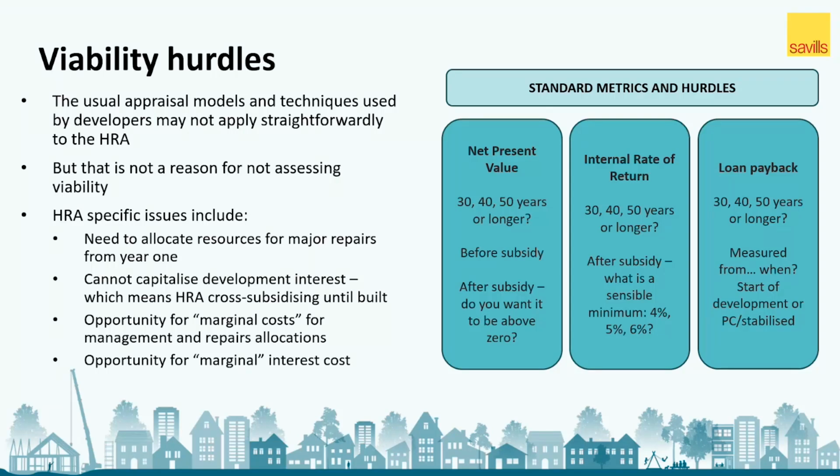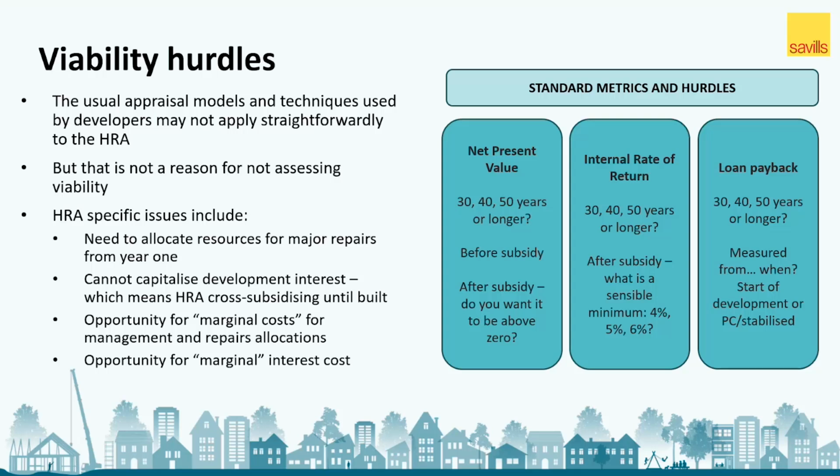Many authorities go for a net present value marginally negative on the basis that we can't really get to zero or above zero or positive with the assumptions that have to be made in the current climate. So we find many authorities accept a marginal negative. That has to be seen, of course, in the context of not drawing upon pressurised resources in the rest of the HRA.